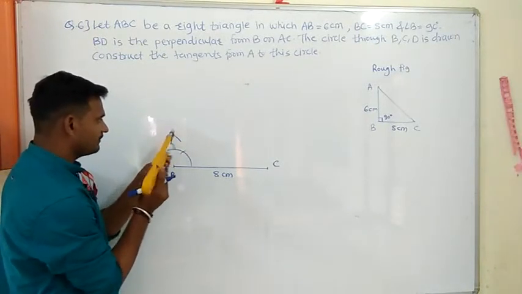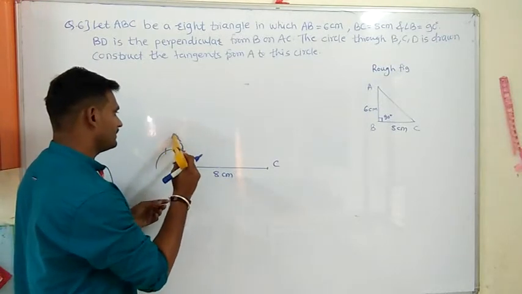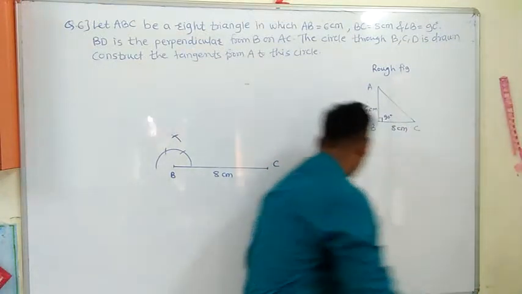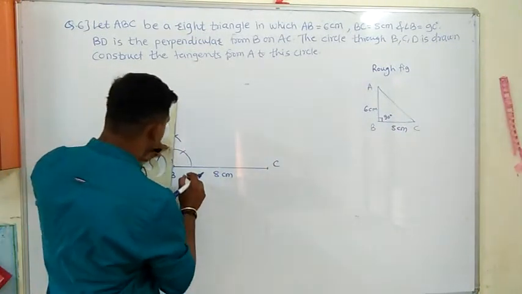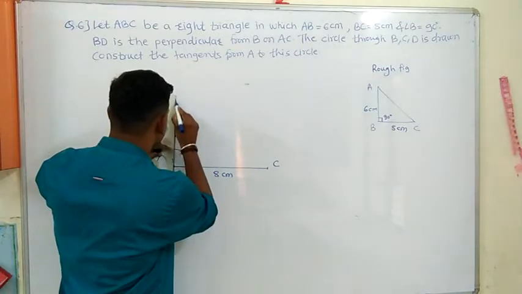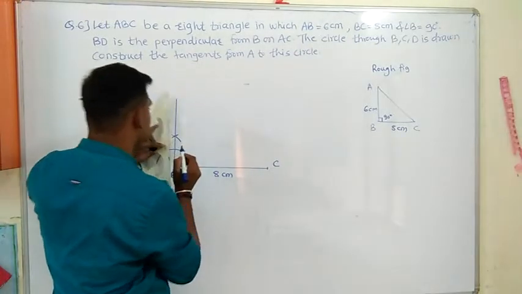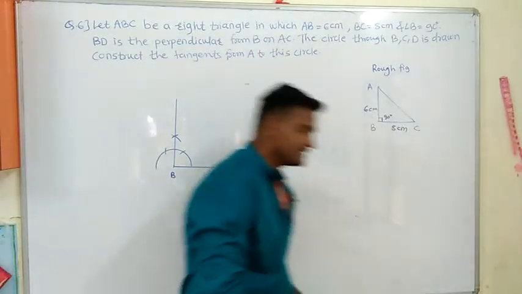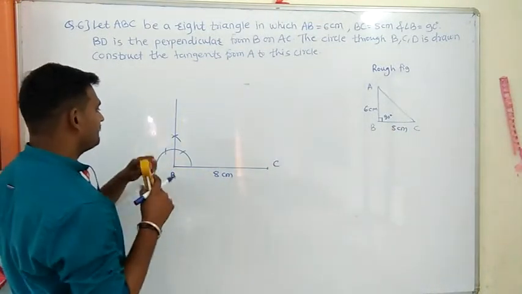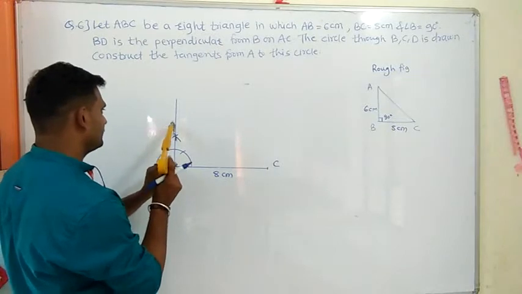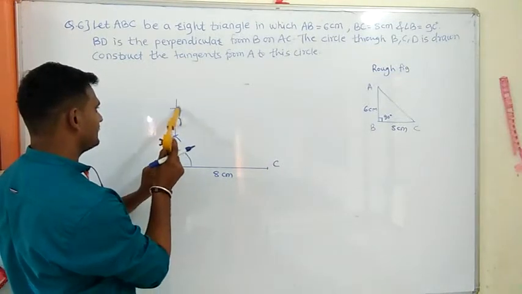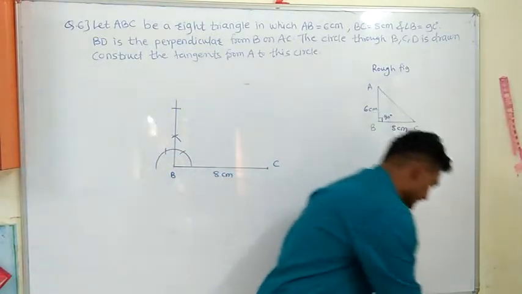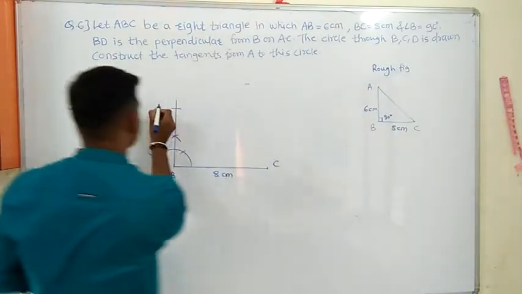Again I will bisect here, bisect of this, put the compass here and mark this. Where these 2 points intersect, from these 2 points we have to draw one line which is a perpendicular to the point B. Now we got this perpendicular line. Take a 6 centimeter distance in a compass and mark one arc here, and where it intersects, that point is the point A.